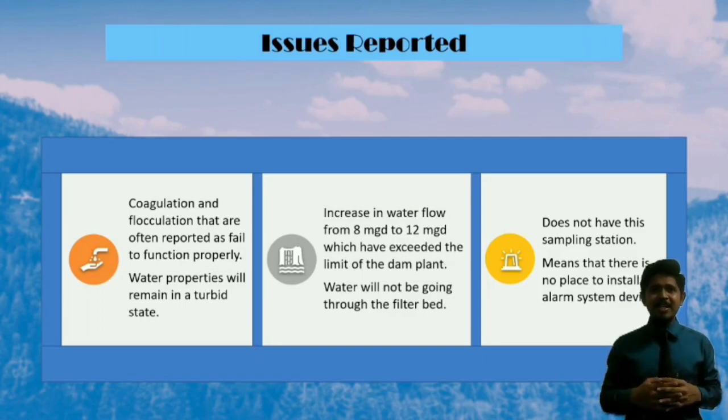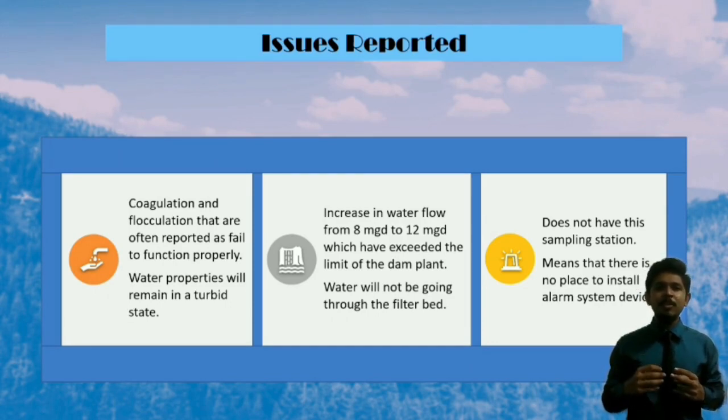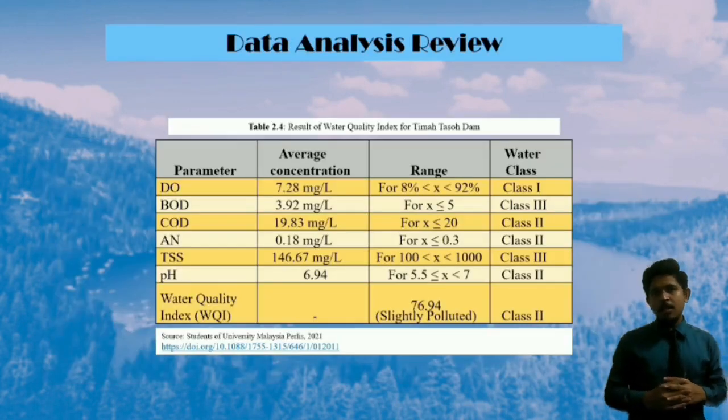There are some issues that have been reported related to the water treatment at the research area. First, the filtering system does not function properly. Second, the increase of water flow from 8 million gallons per day to 12 million gallons per day, so the exceeded water will not go through the filter bag. The third issue that happened is there is no alarm system device. The alarm system device will automatically detect the changing of the water properties.